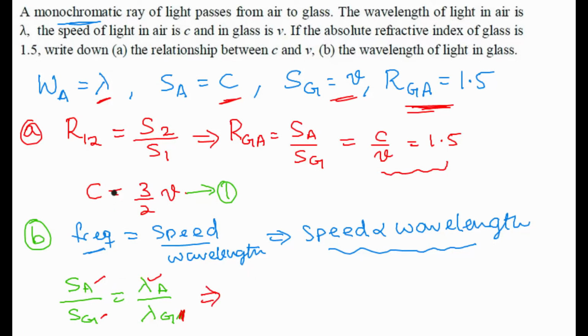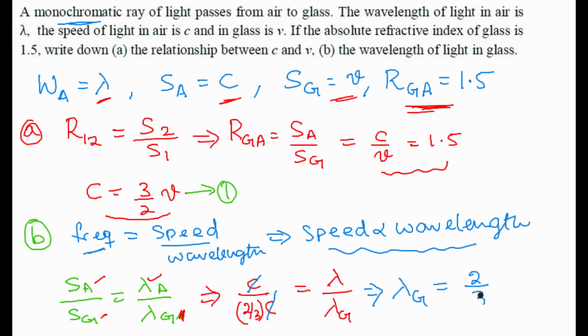Speed in air is C by speed in glass will be 2 by 3 C, right? From this equation we can write it as 2 by 3 into C will be equal to lambda in air will be lambda by lambda in glass is unknown, which we need to find out. You can clearly see that we can cancel down this C and this C, and if you try to solve this, you will get lambda in glass will be equal to 2 by 3 lambda. Wavelength of light in glass will be 2 by 3 lambda.